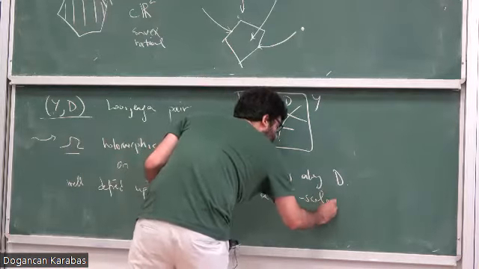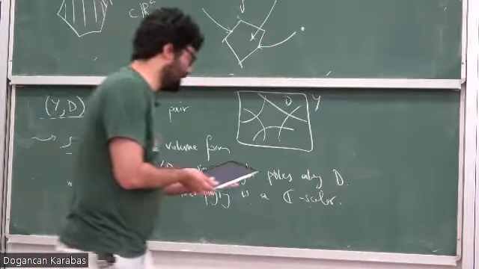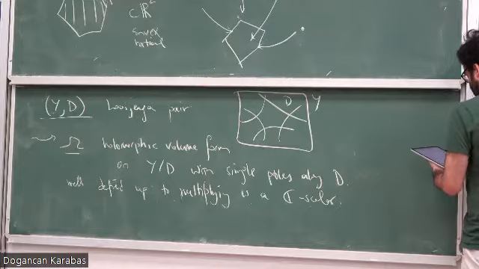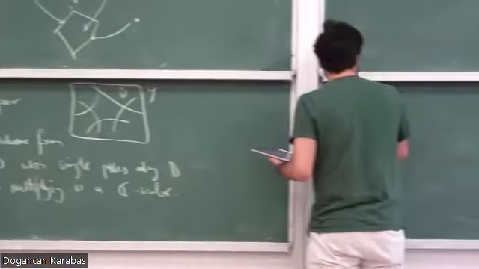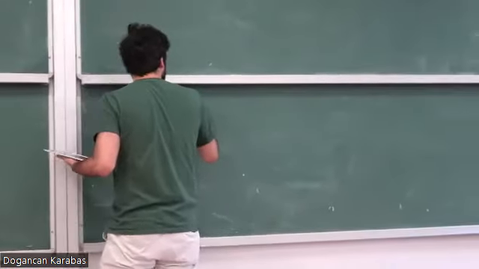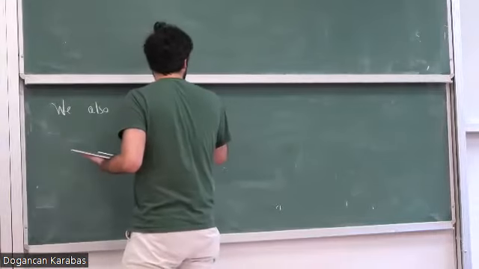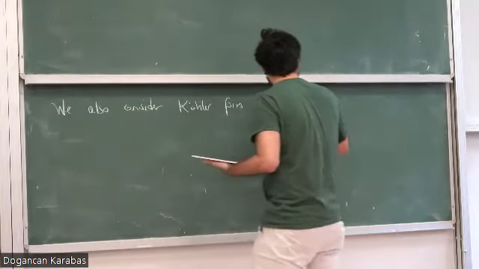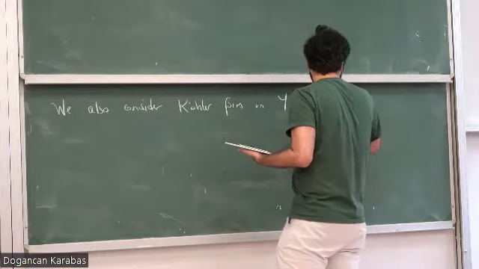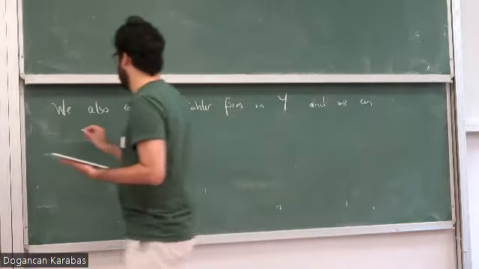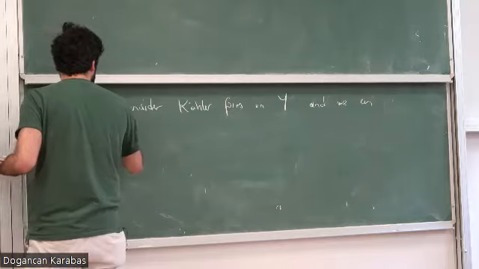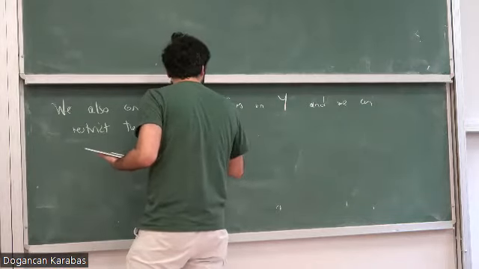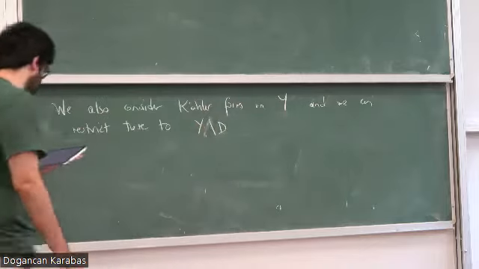See. Okay, so that's almost a canonical choice. And another thing that we can do is we will also consider Taylor forms on Y, and we can obviously restrict these to the complement. I mean, nothing to it.